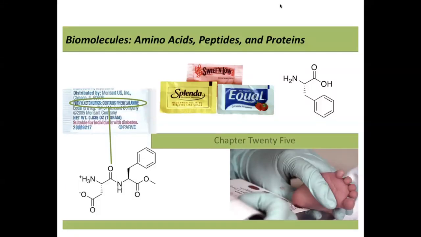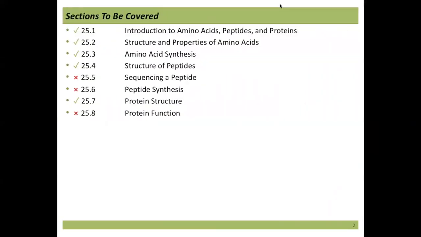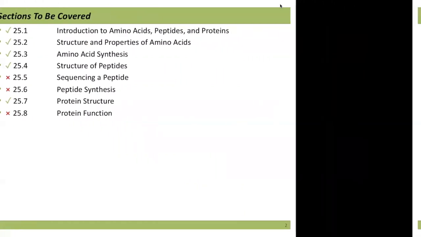Okay, we're just going to fly through high points of the next two chapters since we've changed how the test will be run. So this chapter covers amino acids, peptides, and proteins. And you can see the important sections here. I won't even discuss sequencing a peptide or peptide synthesis or protein function.